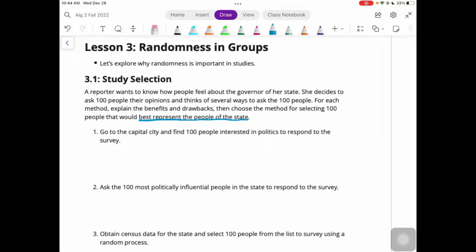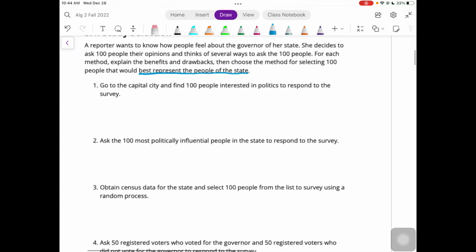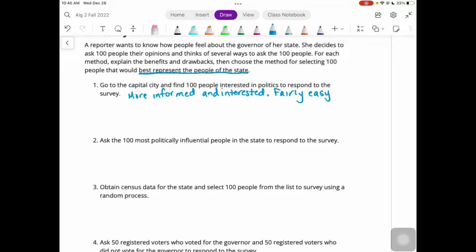All right, so number 1, go to the capital city and find 100 people interested in politics to respond to the survey. Okay, so some benefits. The people that are living in the city or who are in the city and interested in politics might be more informed and interested in the study or the questions or politics. It also might be fairly easy to collect that data because it would be fairly easy to find people.